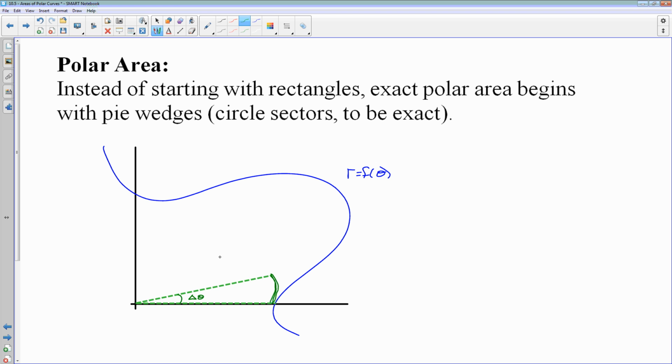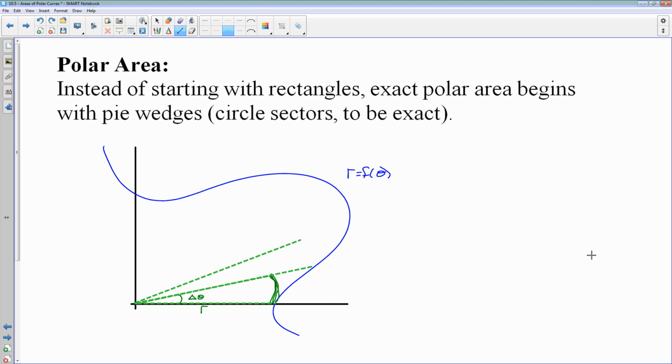We have some distance r from the origin and some change in theta, and we're going to find the area of that one sector. And then I would do my next one. I'd take my next wedge all the way out to the curve, and then I would measure another little sector based on that little region.